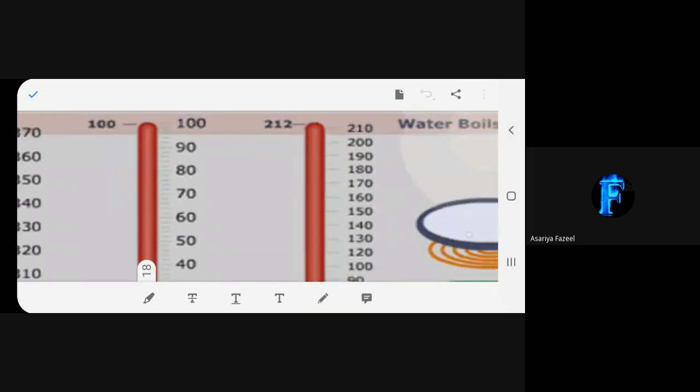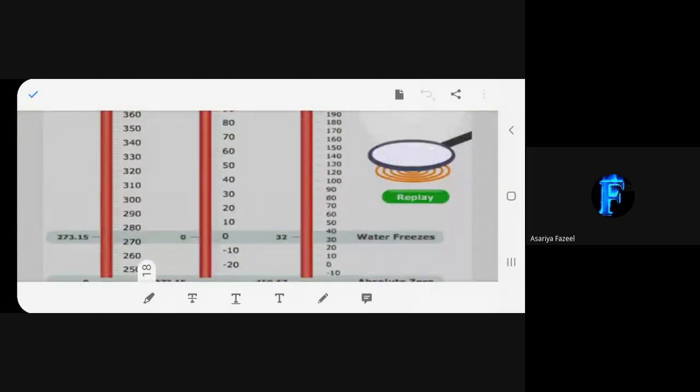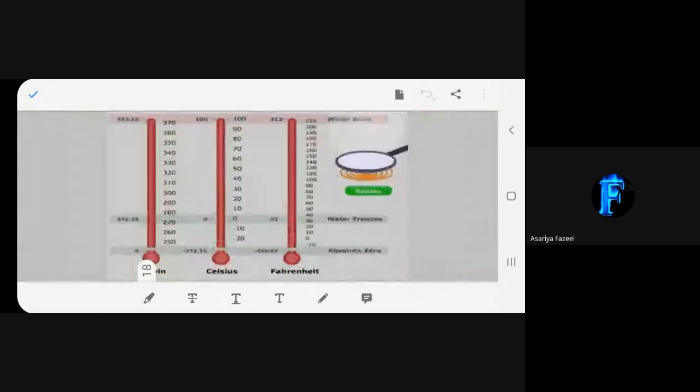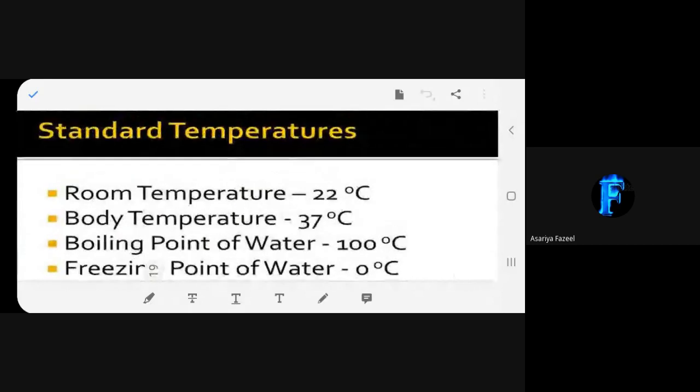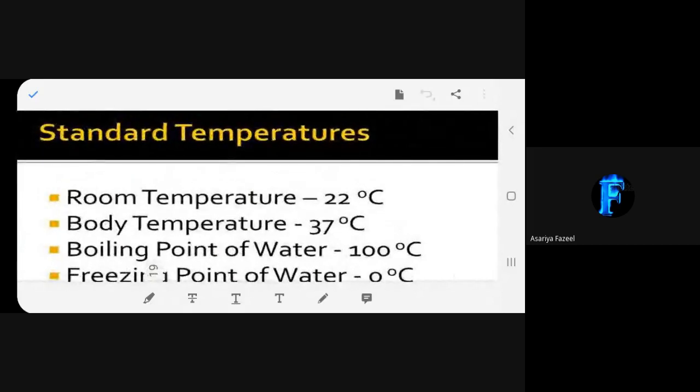It's not in your book, beta. So it is extra information that I have given you. Please go through the uploaded video again. Now we'll talk about the standard temperatures. So what is the room temperature, beta? Generally, what is the room temperature that we take? It is 22 degrees Celsius. It should be around 22 degrees Celsius.